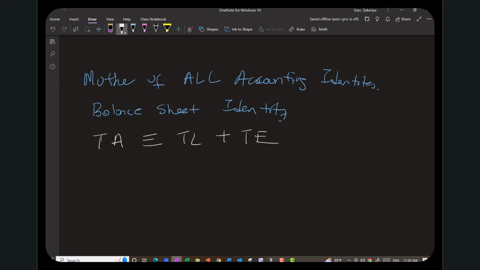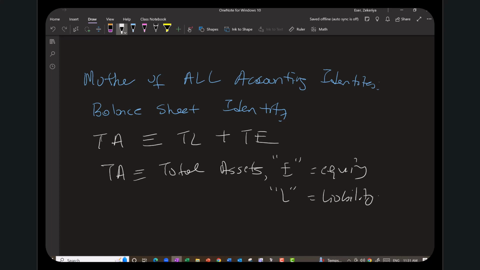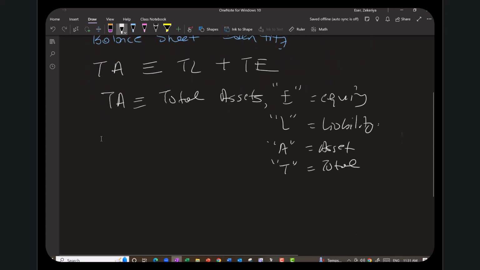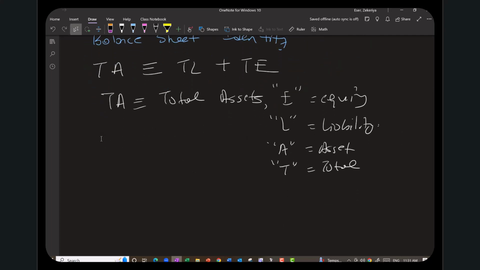And when I say TA, I always mean total assets. And the E will always be equity. L will always be liability. And T will always stand for total, unless I say otherwise. That's basically my abbreviation system. You guys should be used to that.